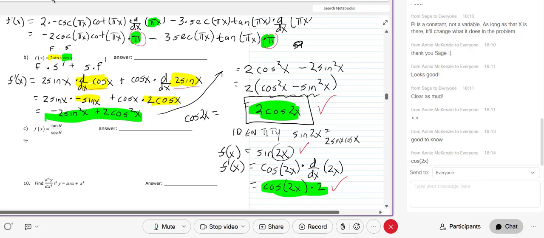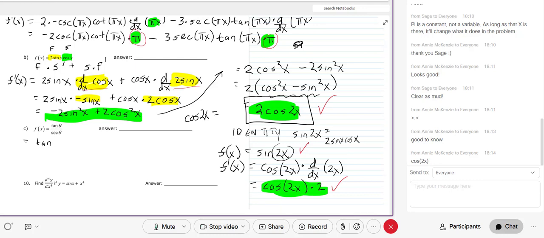Because if you do that, it's less work. I'm going to write this as tangent theta. That should be tangent x, by the way, in the problem. So tangent x times 1 over secant x like this.